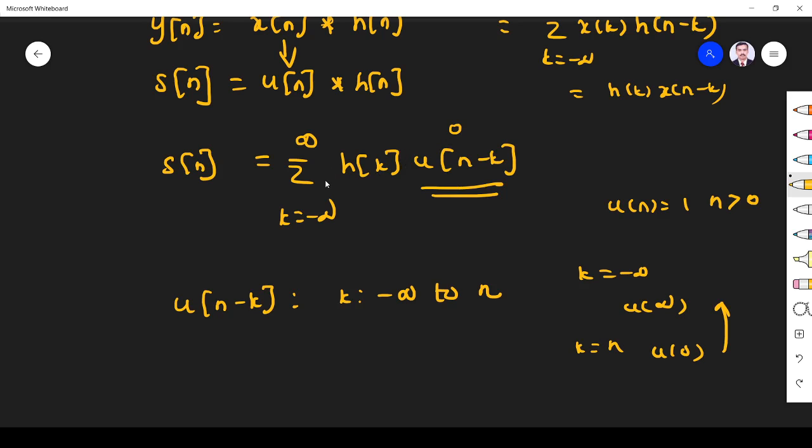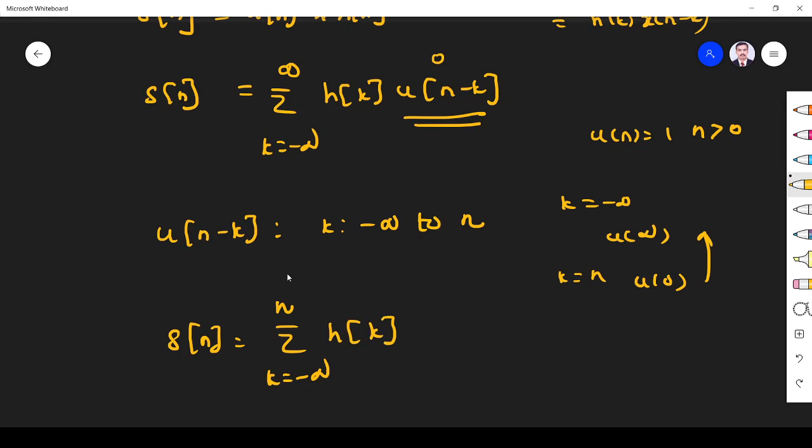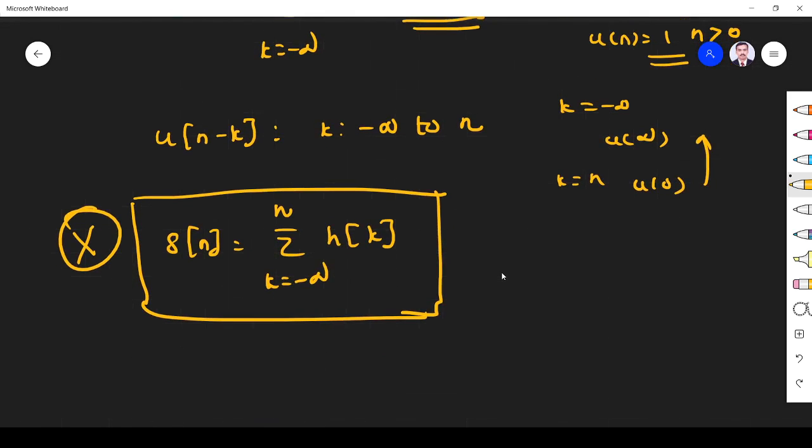So you don't need to go for the full limit. You can go for k equal to minus infinity to n only. h of k, simple. For k equal to minus infinity to n, u is equal to only 1, so I don't need to write it. So this is the step response equation. Fine. So if we know the impulse response, how to find the step response? By using this formula. Okay. So this is very simple, right? I hope you understand this concept.